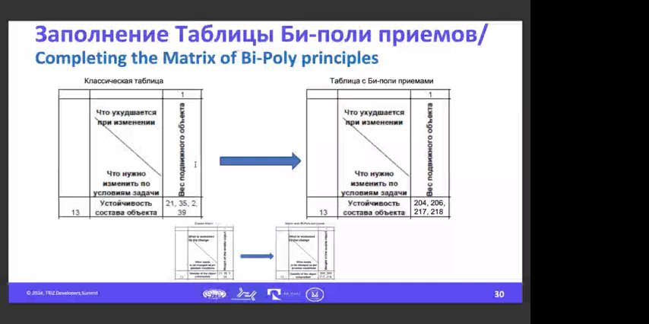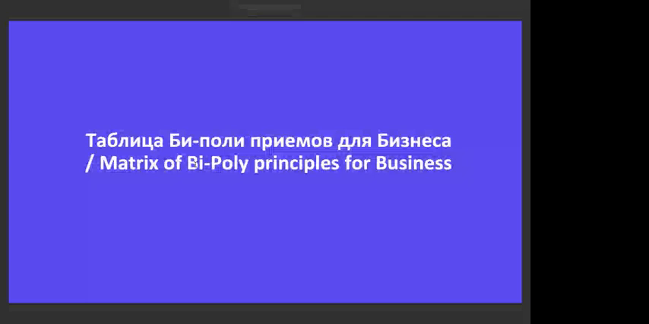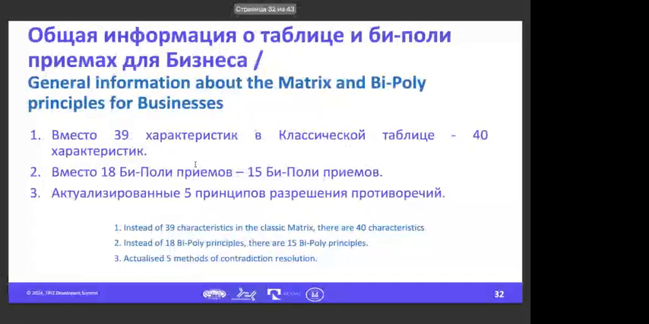At first, we took the completed matrix of Altshuler, and then we came to the table of bipolar principles. Of course, there is some difference. Instead of 39 characteristics in the classic matrix, we have 40 characteristics. Instead of 18 bipolar principles, we have 15 bipolar principles. And also we actualize 5 methods of contradiction resolution.